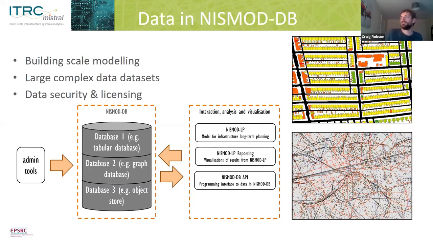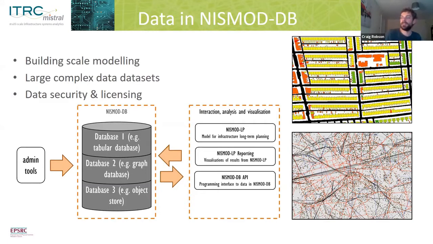And obviously there's also a lot of security and licensing issues around a lot of this data. So some of it comes from Ordnance Survey, but some of it also comes from private organisations to help inform the decisions and policies that we test. So to handle that, we have a series of databases. They could be traditional tabular relational databases, or they could be more graph databases better designed for handling the large complex networks such as electricity and road networks.